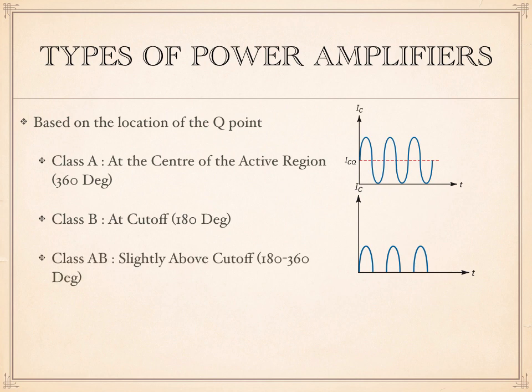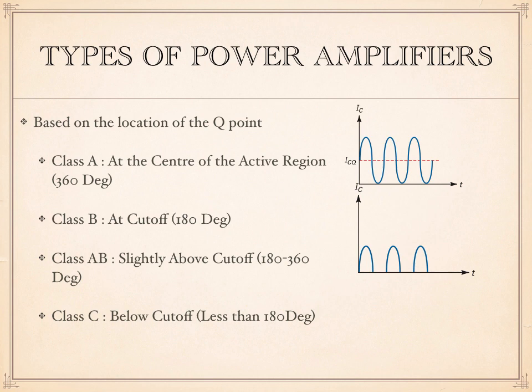Next is class AB. As the name says, the class AB operates between class A and class B, and the Q point is located slightly above the cutoff, and that's the reason its operation is similar to class B operation, and conduction angle also is between 180 and 360 degrees. The output waveform is more or less similar to class B amplifier.